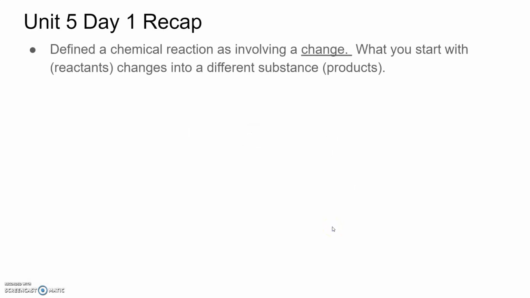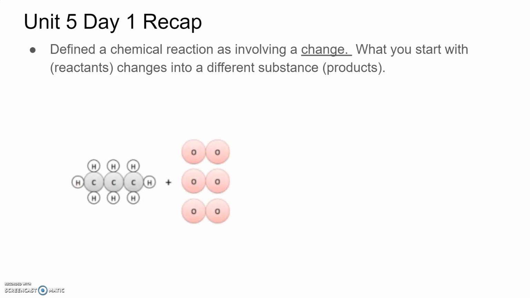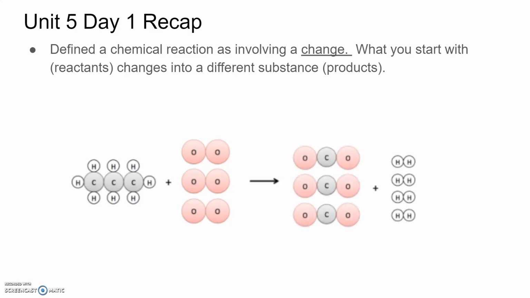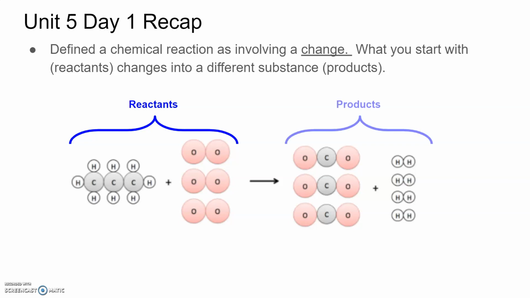So in Unit 5, Day 1, what we covered was how to define a chemical reaction. And chemical reactions are something that involve a change. So what you start off with, your reactants, will change into something different, your products. So for example here, we're starting off with C3H8, also known as propane, and 3 oxygen molecules, and they combine together to form 3 carbon dioxides and 4 hydrogen gas molecules. So again, what we're starting off with are our reactants, and what we make are our products.